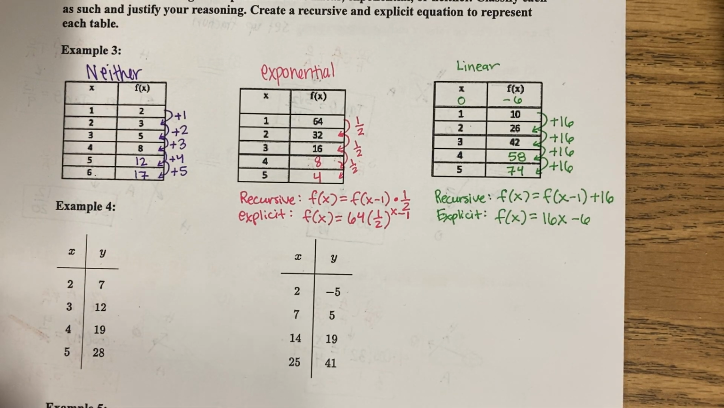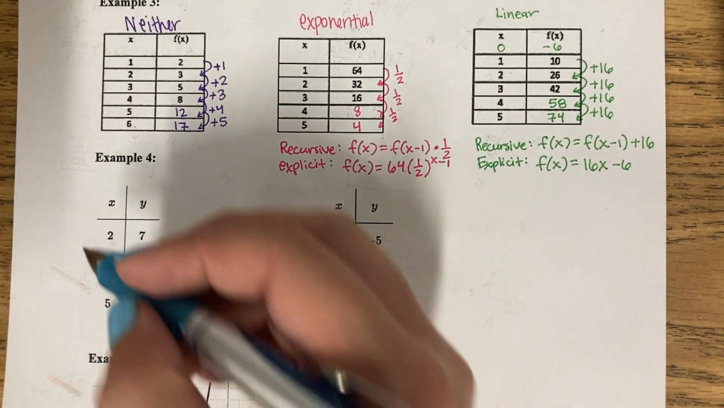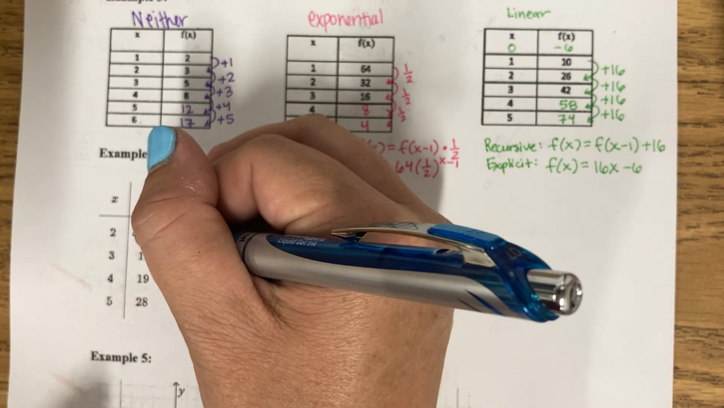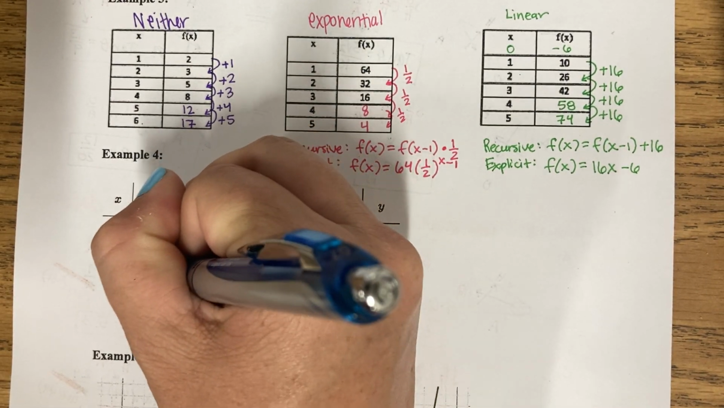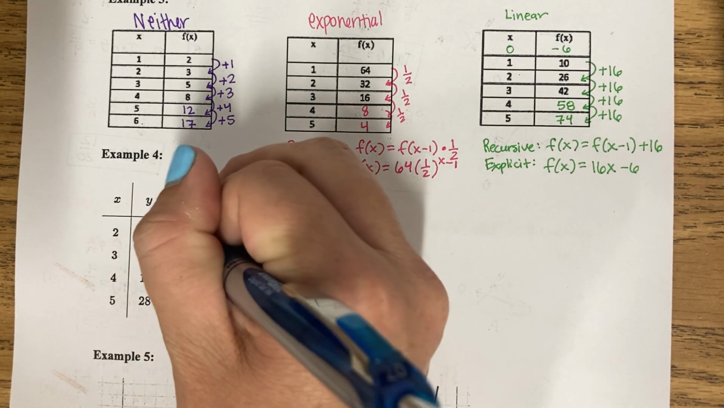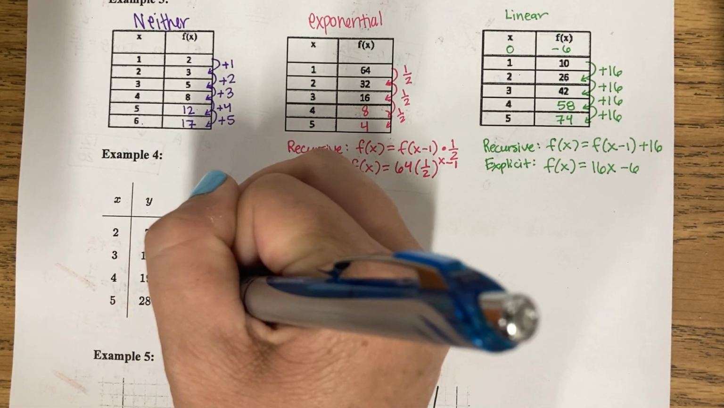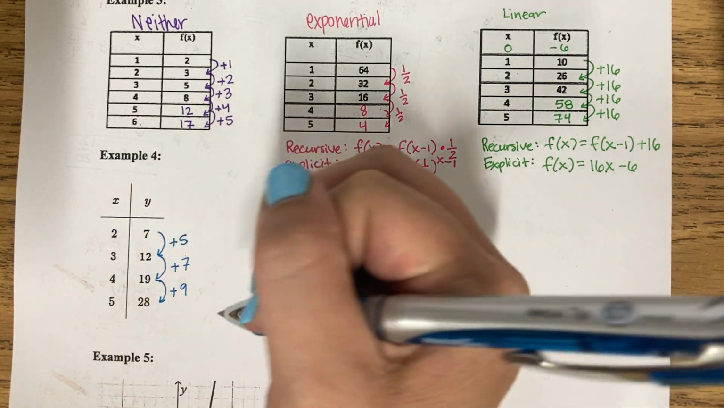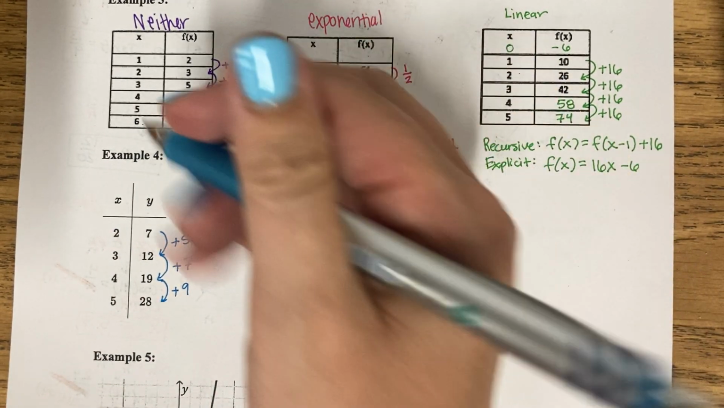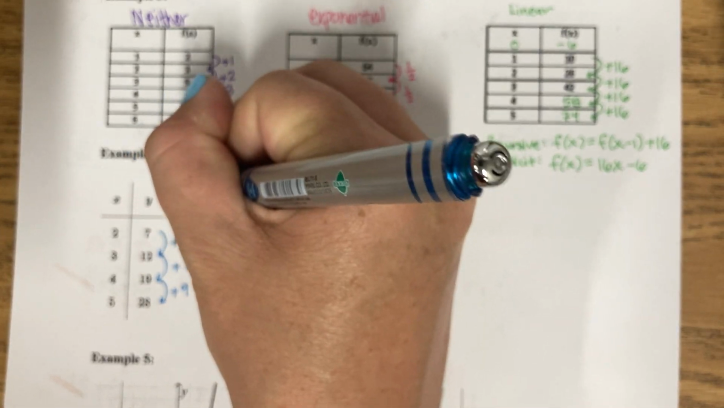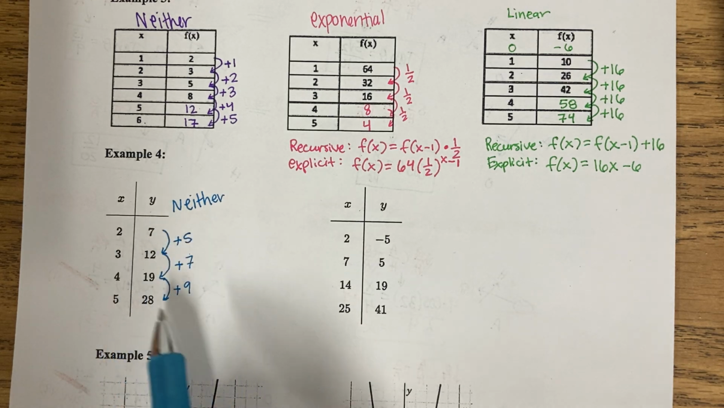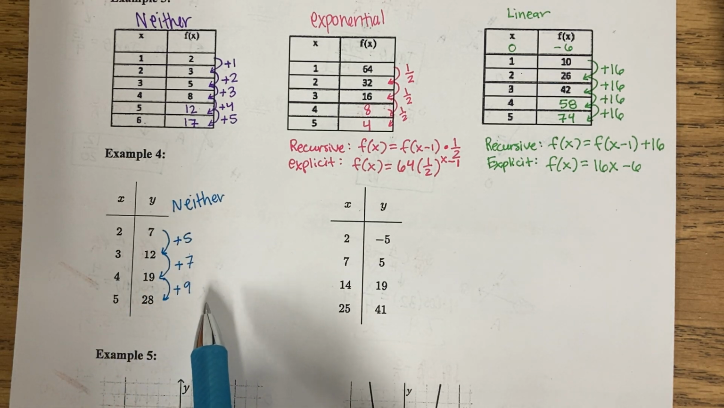Example 4, we're looking at tables. So they're giving us a table, 2, 3, 4, 5. It goes from 7 to 12, 12 plus 7 is 19, that's adding 7. So 5, 6, 7, this would add 9. Is 28. Yep. Okay, so the numbers are changing. So that would be neither. We haven't learned about it yet, but this year you'll learn about it, which is called a quadratic.